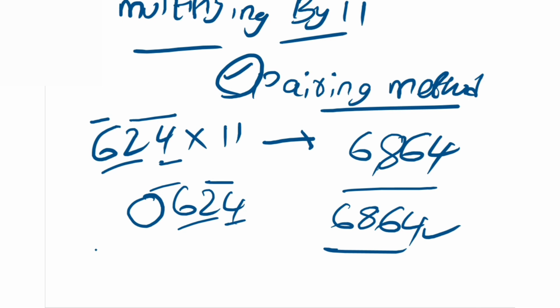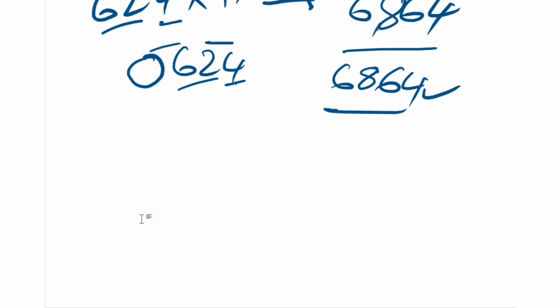Okay, so the pairing method, multiplication of any number by 11, is very, very easy. It's a no-brainer, anyone can do it. So let me take one more example for your clarification. Let me take a big one to get a clear idea about this topic.